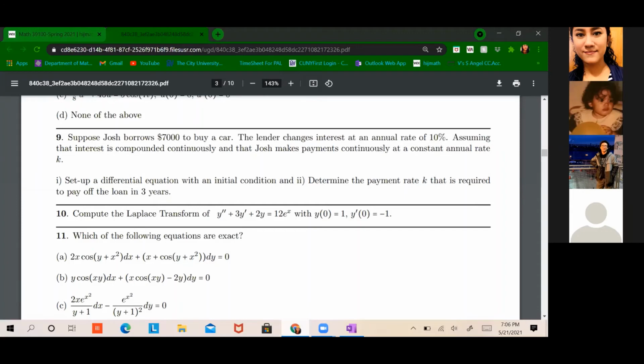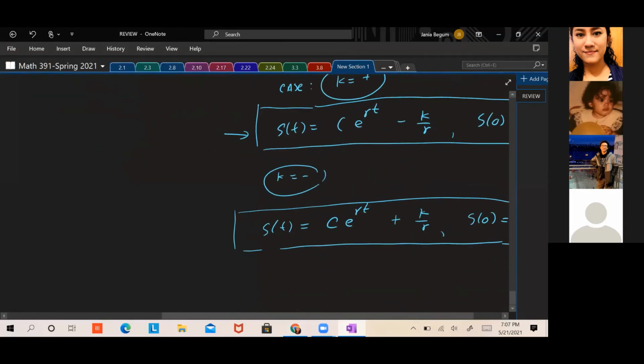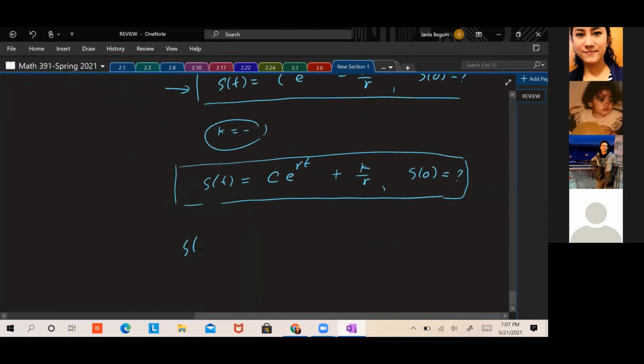Okay, so we did part A, and we want to determine the k value so that it takes you 3 years to pay off the loan. What does that mean? So what that means is you want the end balance to be 0 after 3 years, right? Yeah, so you just set this up. Once you solve it, we're working with the negative k case. So we want s of t to be 0 when t is equal to 3. And then it will just set it up.